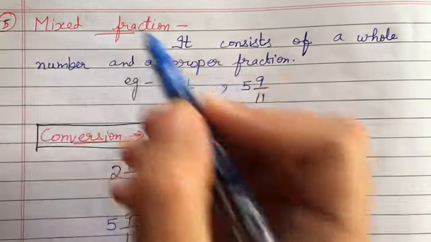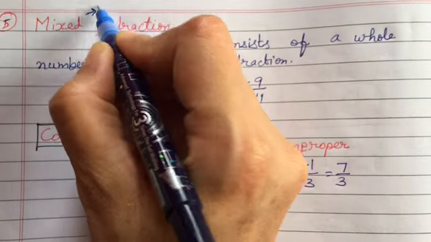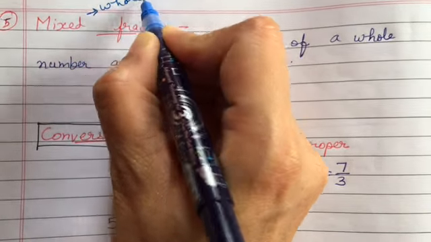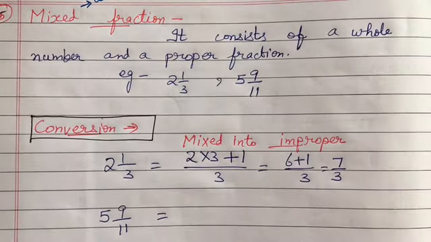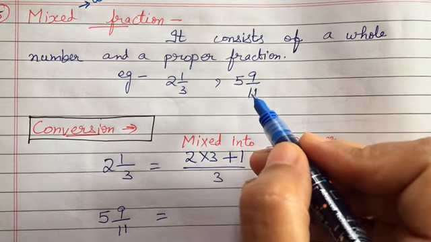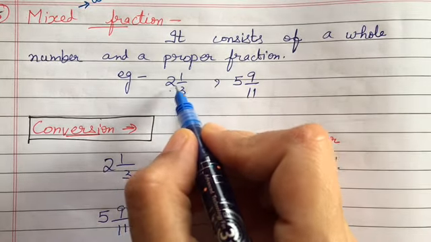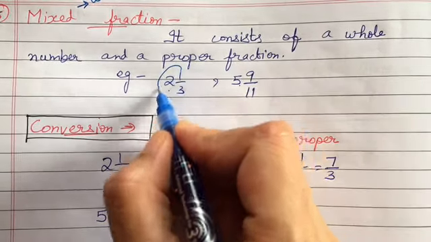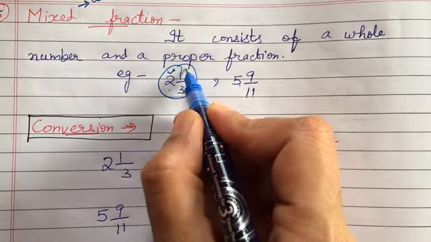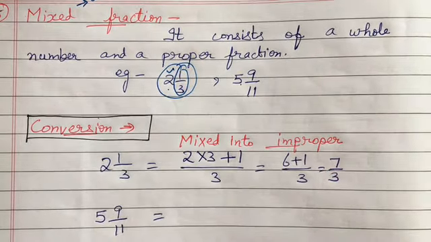Mixed है मतलब दो तीन चीज़ें इसमें मिली हुई हैं. अब इसमें क्या क्या मिली हुई हैं? एक तो whole number यानी कि काउंटिंग नंबर. होल नंबर का मतलब होता है काउंटिंग नंबर. और दूसरा प्रॉपर फ्रैक्शन. प्रॉपर फ्रैक्शन अभी हमने पढ़ी है जिसमें न्यूमरेटर छोटा होता है. तो लाइक 2 1 by 3, 5 9 by 11. ये इस टाइप की जो फ्रैक्शंस हैं जिसमें एक होल नंबर है और एक हमारे पास प्रॉपर फ्रैक्शन है, वो होती है हमारी मिक्स फ्रैक्शन.